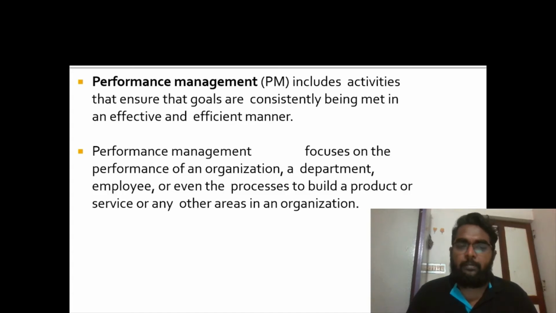So we will be analyzing all these areas in order to cross-check that our organizational goals are achieved.